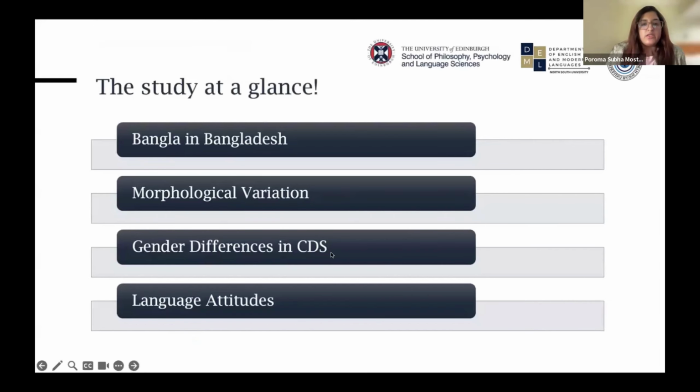So this is the study at a glance. We mainly focus on Bangla, and I don't know how many of you know about Bangla in general, but it's a language spoken by a lot of people around the world. We mostly focus on Bangla spoken in Bangladesh and not in any other parts of the world. Then we explored the morphological variation, as I mentioned in the title, the gender differences in CDS, which is child-directed speech, and how language attitudes play a role in how people use morphological variation when they are talking to children.